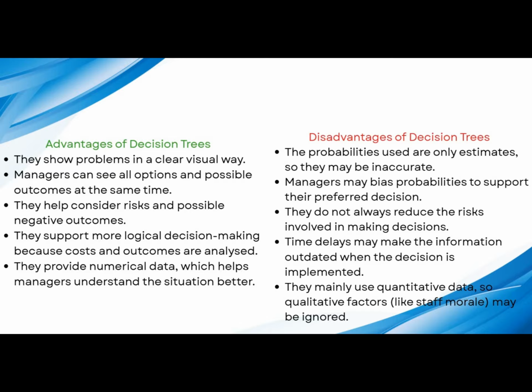And the disadvantage of decision trees is that the probabilities used are only estimated, so they may be inaccurate. Managers may bias probabilities to support their preferred decision. They do not always reduce the risk involved in making a decision. Time delay may make the information outdated when the decision is implemented. They mainly use quantitative data. Qualitative factors like staff morale may be ignored.